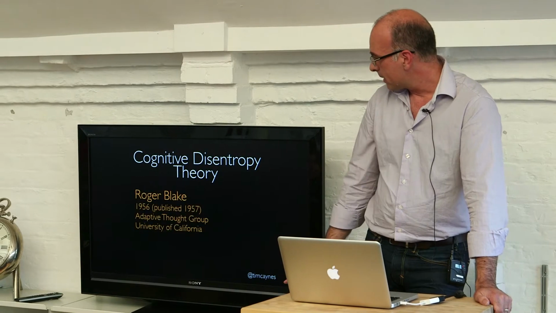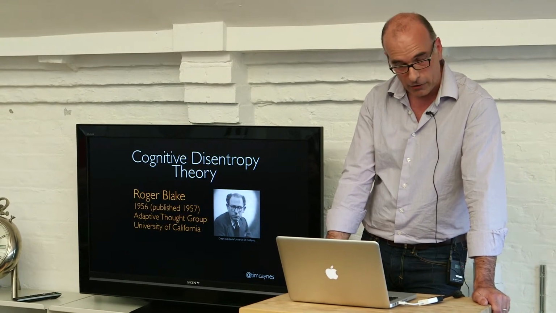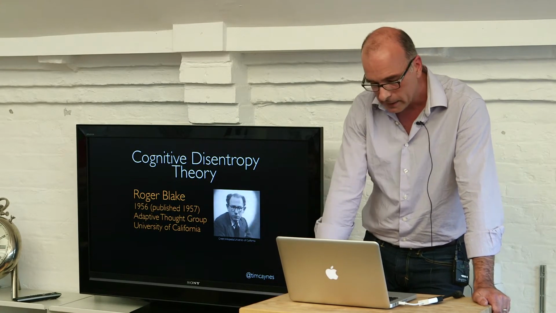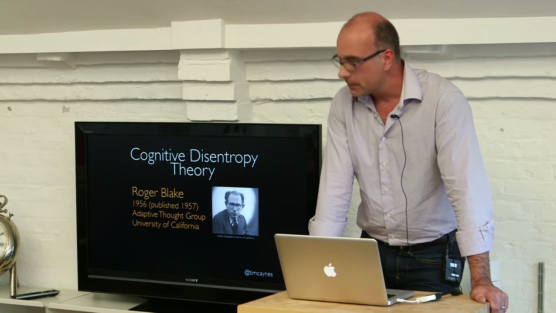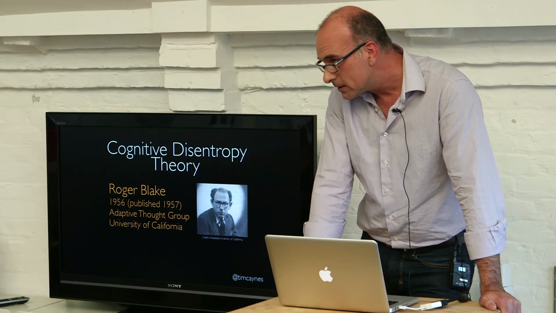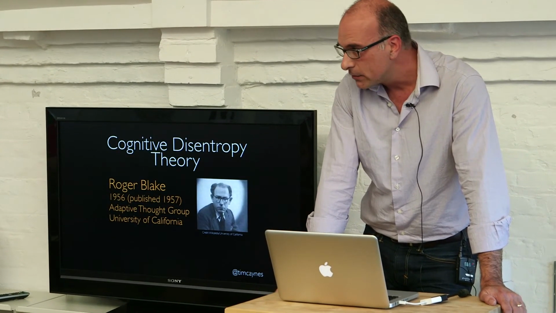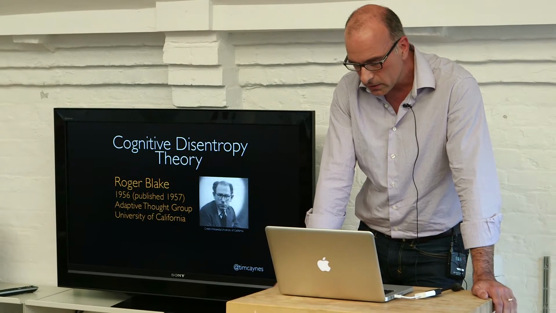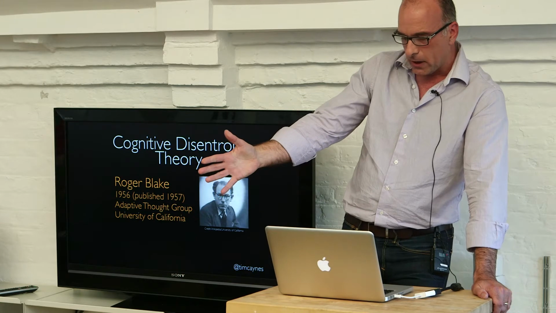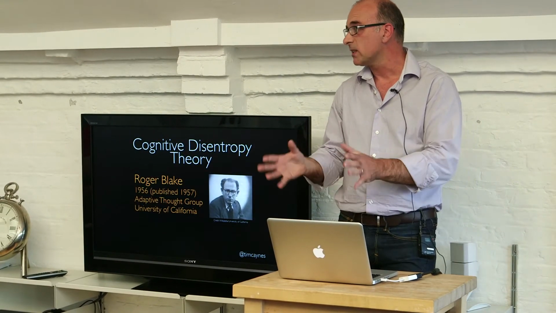So this method has its roots in something called cognitive dysentropy theory. Now, this was devised by a guy called Roger Blake. That's him there back in 1956 at the University of California. So has anybody here heard of Roger Blake by any chance? No. So Roger belonged to a kind of weird collective of psychomaths called the Adaptive Thought Group, who basically existed to disrupt cognitive mapping by publishing rule sets which collapsed, that kind of thing.